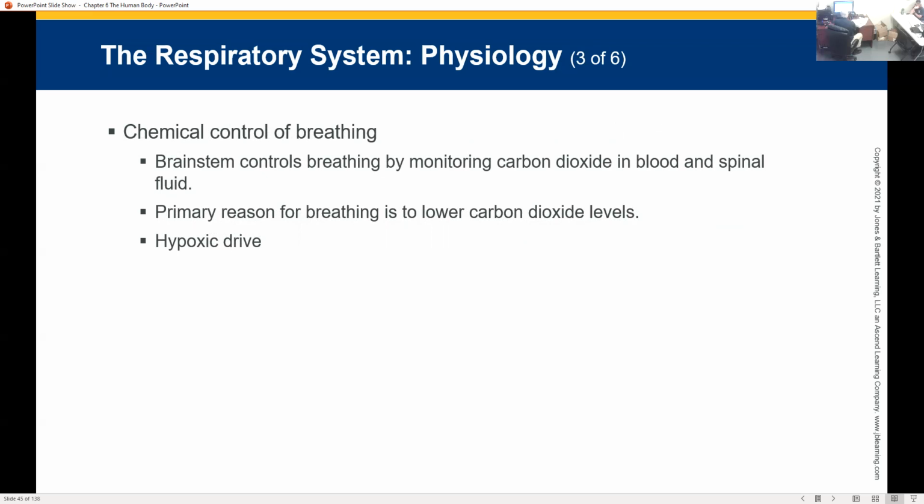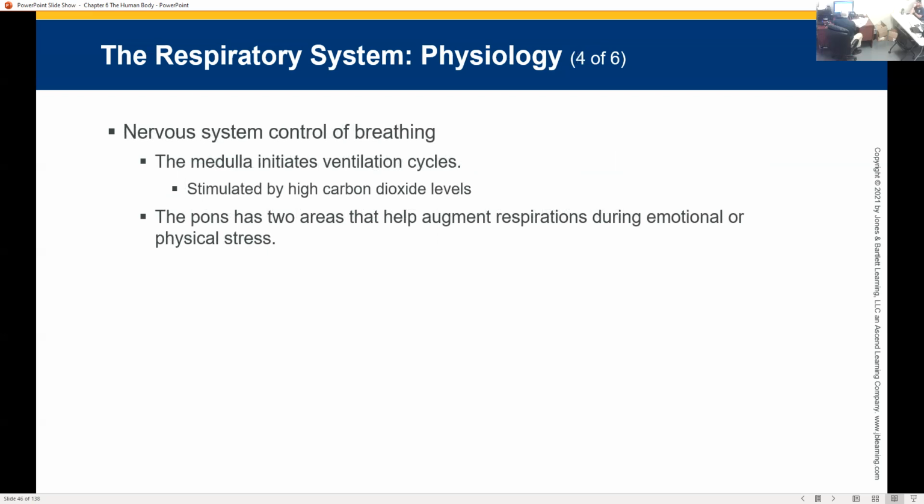I've already talked about the hypoxic drive, and it goes along with emphysema. The medulla, which is part of your brain, initiates ventilation cycles, and it's also measuring the carbon dioxide. The pons, as it says here, has two areas that help augment the respiration during emotional or physical stress. The problem is it sometimes causes people to hyperventilate, and that's not good. You shouldn't do it very long because it causes pain and your hands will draw up, and it's all from blowing off too much carbon dioxide.